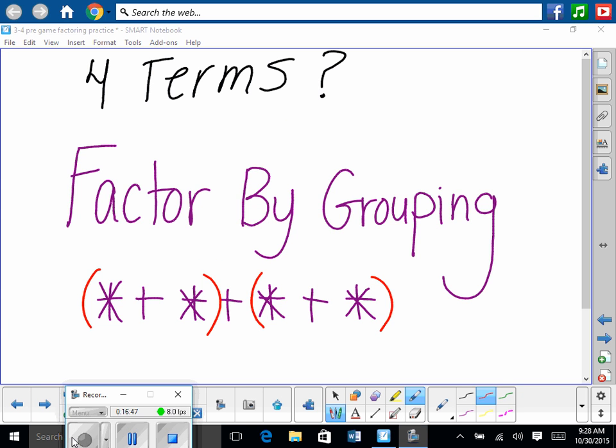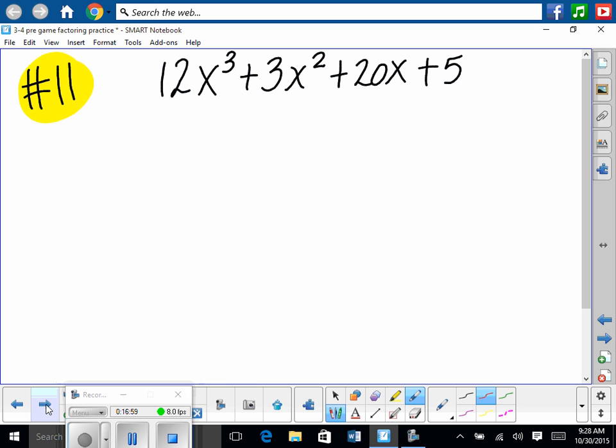Okay, so if we have 4 terms, guys, remember that we factor by grouping. So if we have 4 terms, meaning 1, 2, 3, 4 terms separated by a plus and minus sign, then we're going to factor by grouping. So let's do number 11. 12x cubed plus 3x squared plus 20x plus 5. It's not going to say factor by grouping on the end of level test or on an ACT. It's going to say find the factors that multiply to be this polynomial.